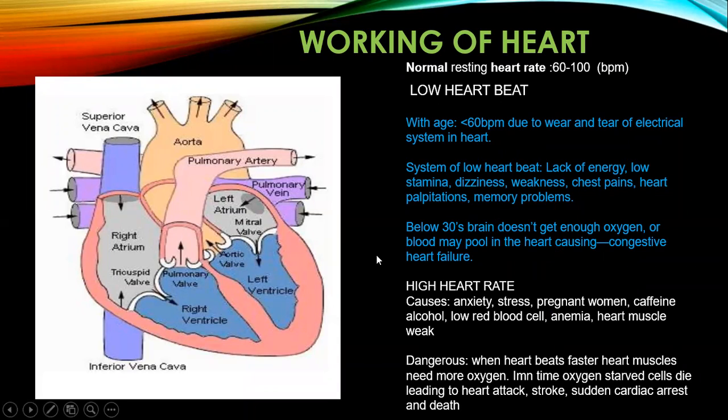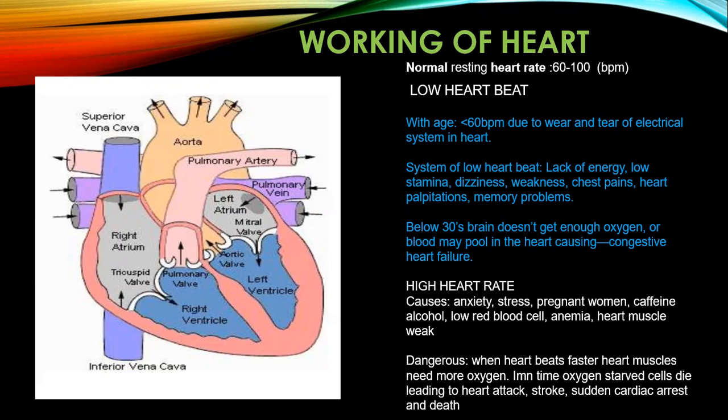Now, before we move ahead, I have told you that the normal resting heart rate is between 60 to 100. So if you're sitting just like that, normally your heart should beat around 60 beats per minute, and if you're doing certain exercises, it may go up to 100. But what will happen if your heartbeat goes below 60, or if it goes above 100?